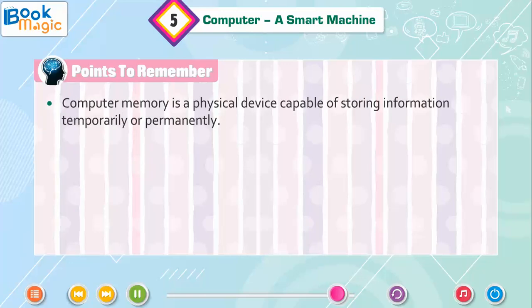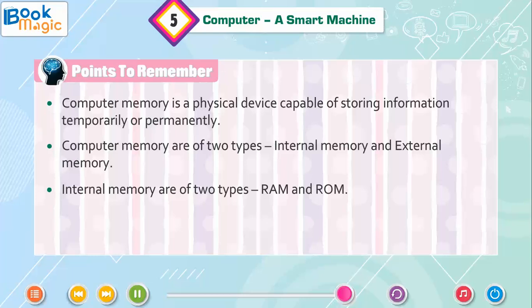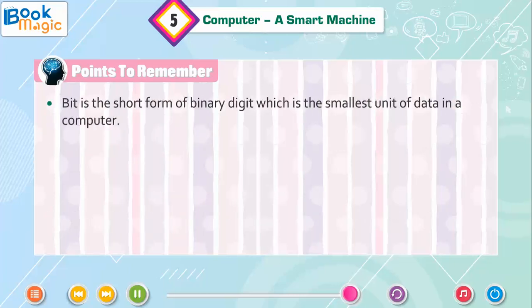Points to remember. Computer memory is a physical device capable of storing information temporarily or permanently. Computer memory is of two types, internal memory and external memory. Internal memory is of two types, RAM and ROM. Internal memory is called main memory, whereas external memory is called secondary memory. Bit is the short form of binary digit, which is the smallest unit of data in a computer. A byte is a group of 8 bits.